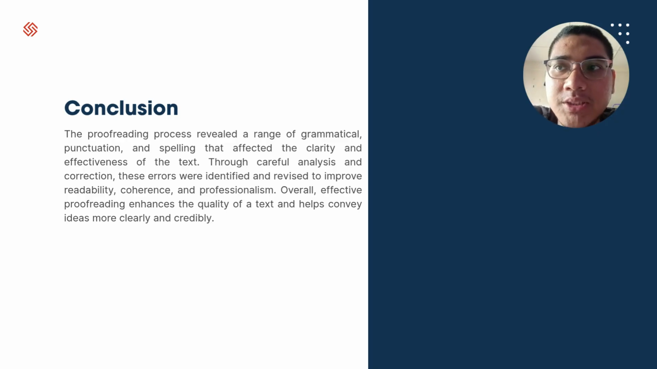For the conclusion, the proofreading process revealed a range of grammatical, punctuation, and spelling errors that affected the clarity and effectiveness of the text. Through careful analysis and correction, these errors were identified and revised to improve readability, coherence, and professionalism. Overall, effective proofreading enhances the quality of a text and helps convey the ideas more clearly and more credibly.